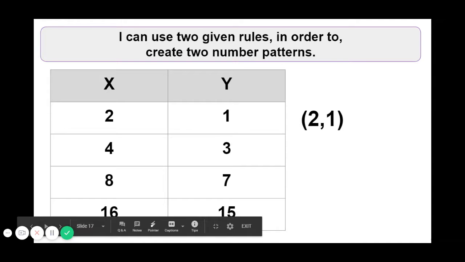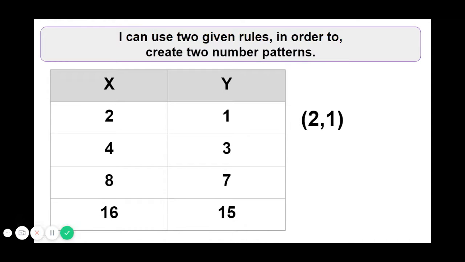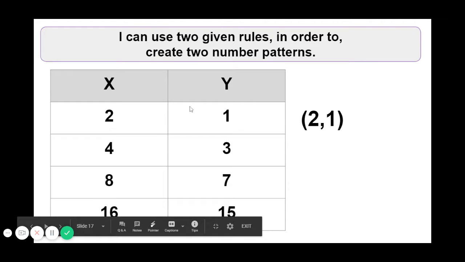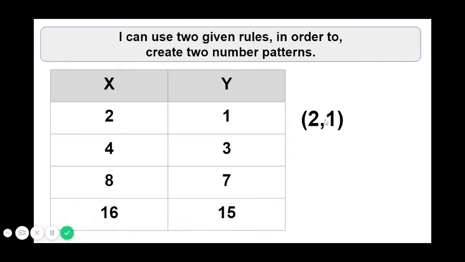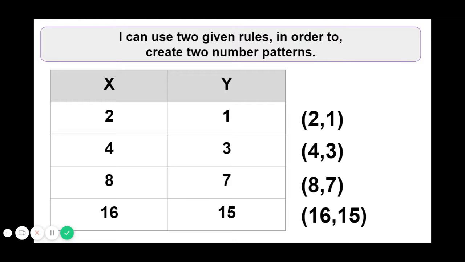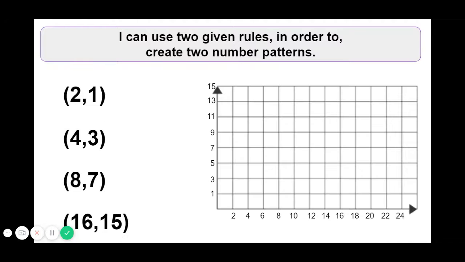So now I can turn these into coordinates. I have my X column for my X coordinates and my Y column for my Y coordinates. My first coordinate is (2, 1). All I did was take them out of the table and put them into the parentheses. I then have (4, 3), (8, 7), and (16, 15). So now that I have my coordinates, I'm going to graph them.